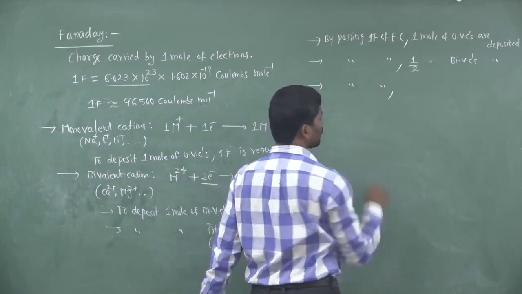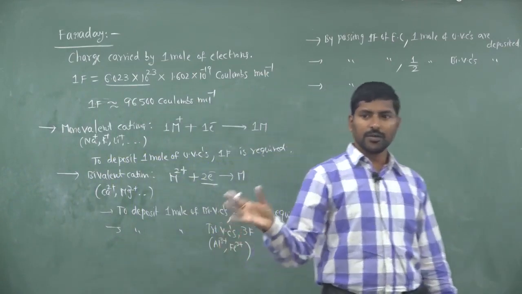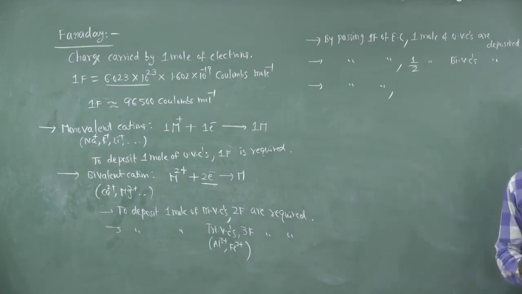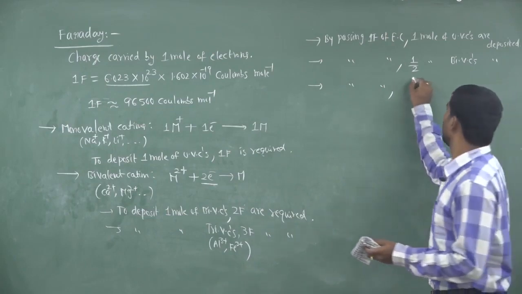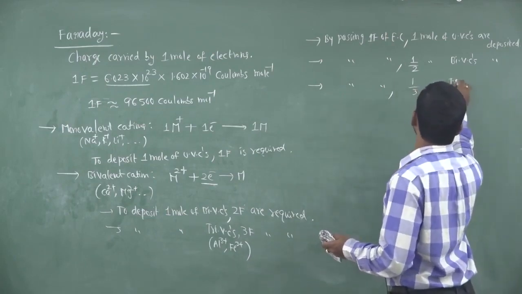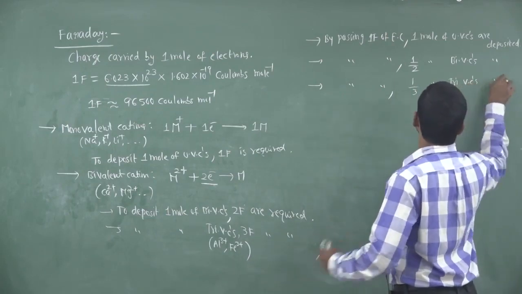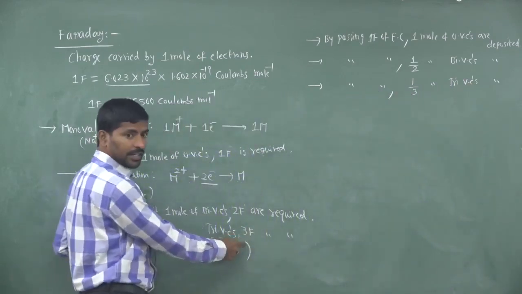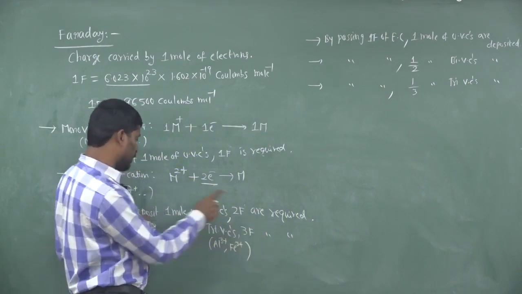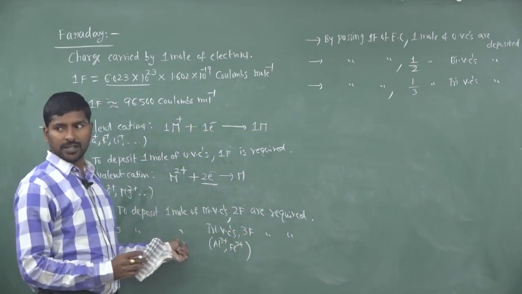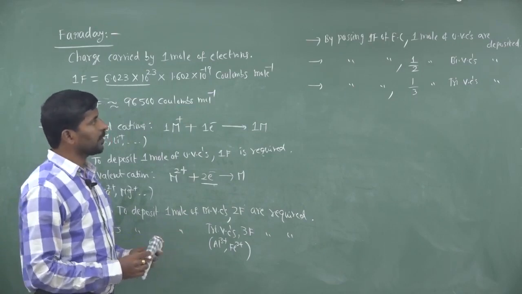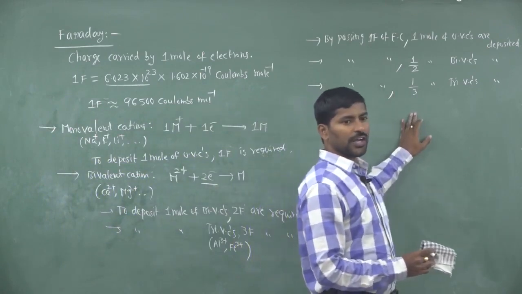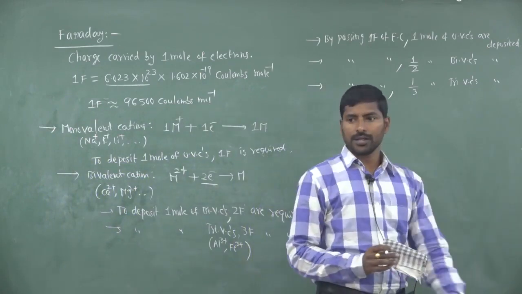Now tell me, if you pass 1 Faraday of electric current and trivalent cations are in our solution, how many moles of trivalent cations are deposited? 1 by 3 moles, since to deposit 1 mole of trivalent cations, 3 Faradays are required. If valency is n, and you pass 1 Faraday of electric current, 1 by n moles of cations will be deposited.